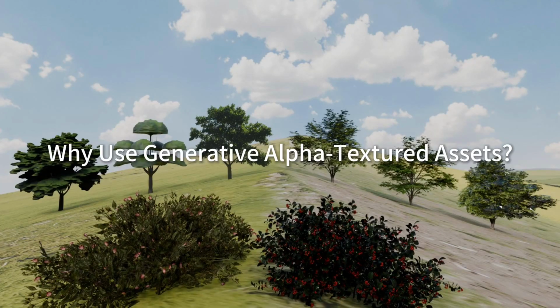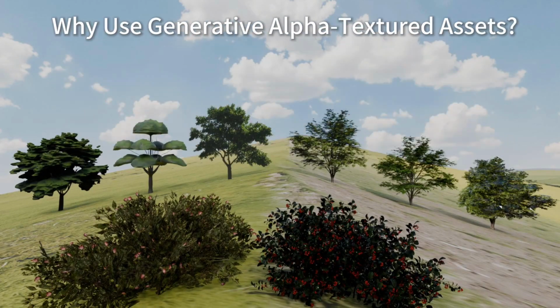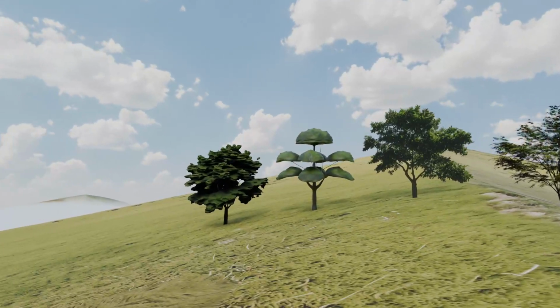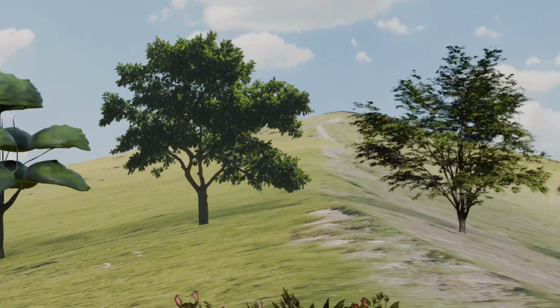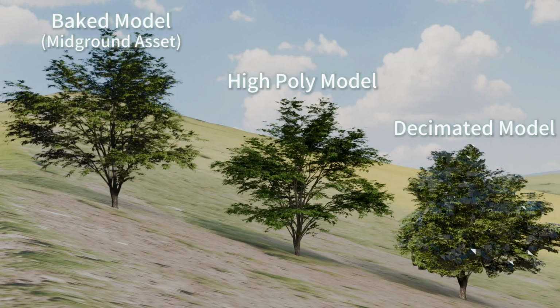Before diving into the details, let's explain why we use generative alpha-textured assets. Here we present several 3D assets in a scene, where the left 3 are assets generated by learning-based methods, while the right 3 are assets created by professional artists. As shown, even with recent 3D generation techniques, the assets lack sufficient detail and realism for creating photorealistic natural worlds. While artist-created assets show excellent quality, they require extensive manual modeling effort.